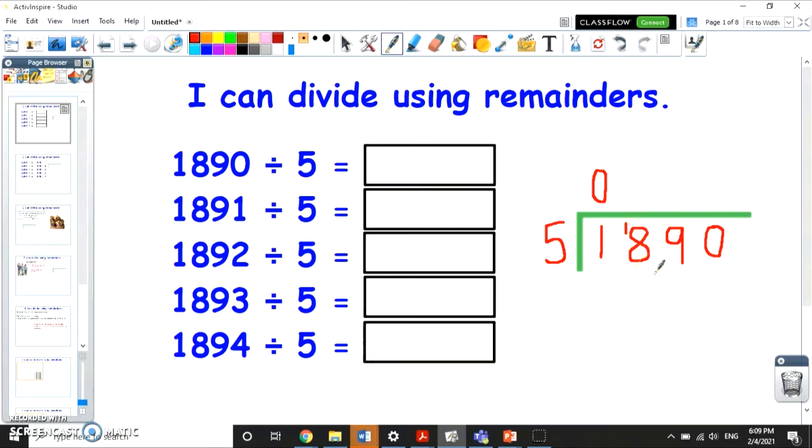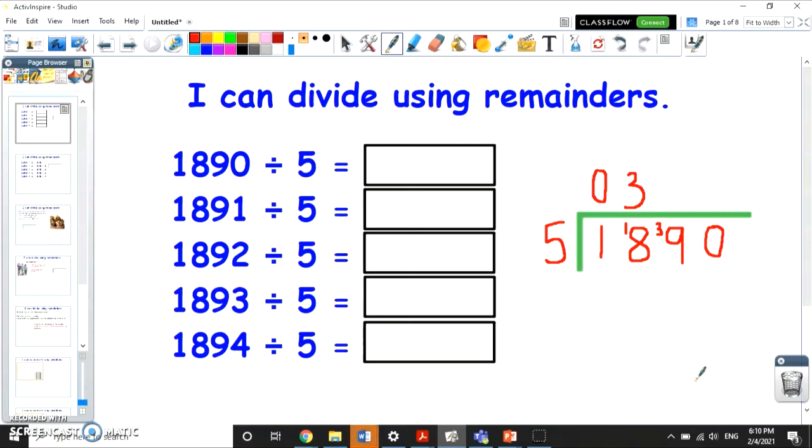I'm thinking, how many groups of 5 can I make? Well, I know that 3 groups of 5 would be 15, and therefore I know 18 is not in the 5 times table, so I'm going to get 3 whole groups of 5. And I'm going to have 3 hundreds that don't make it into a group. So now over here, I've exchanged those 300s into 30 tens, and I've now got 39 tens.